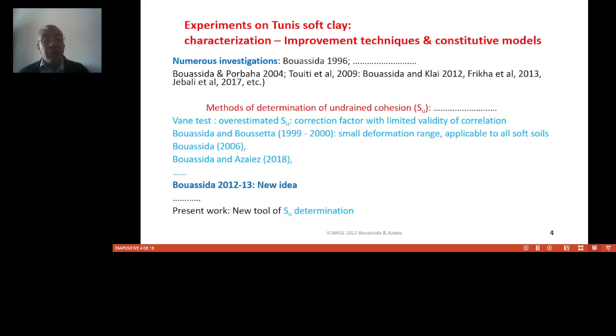So for the vane test, we suggested a method to limit the determination of SU to the range of small deformation, which is applicable to all soft soils. And in 2012, 2013, there was a new idea for measurement of the undrained cohesion of soft soils using the new tool we will be presenting.